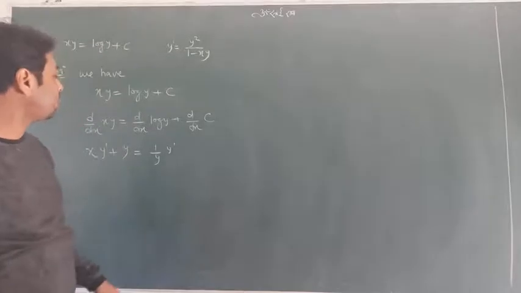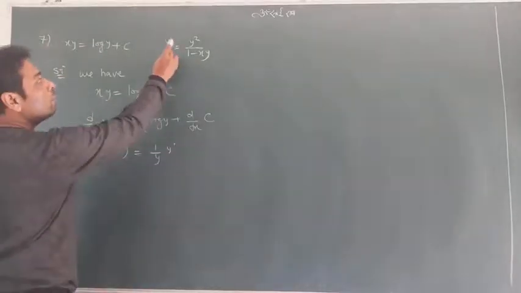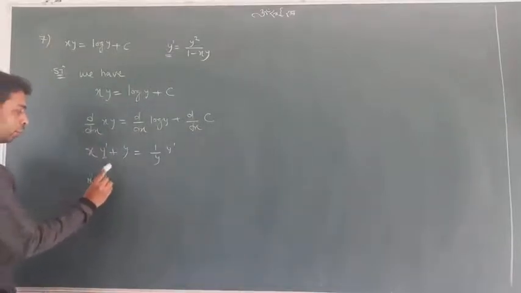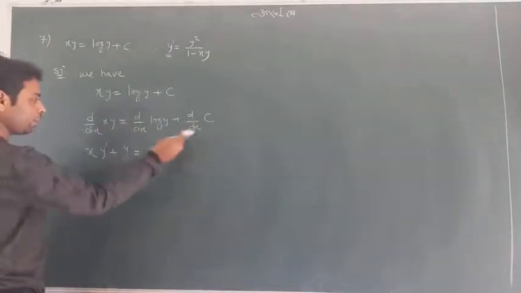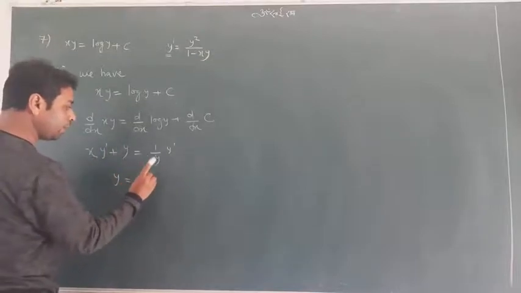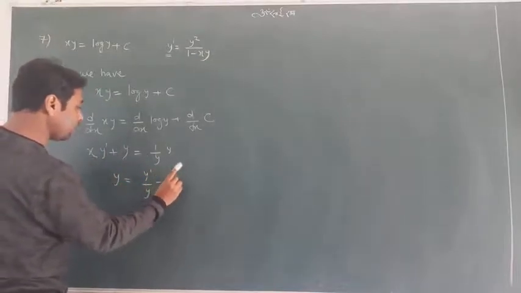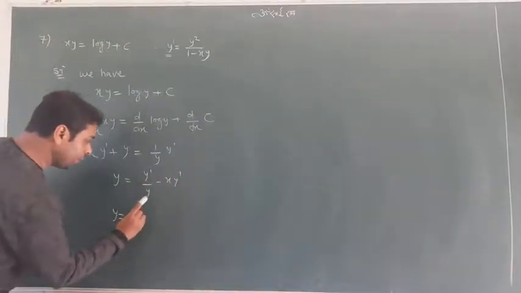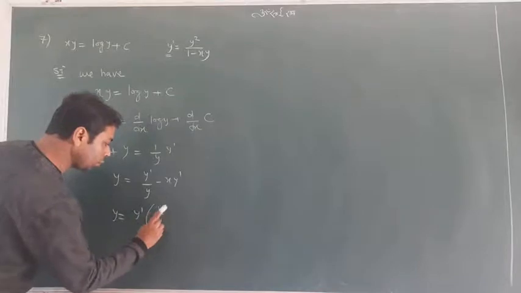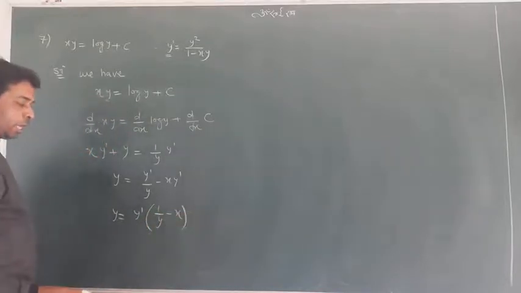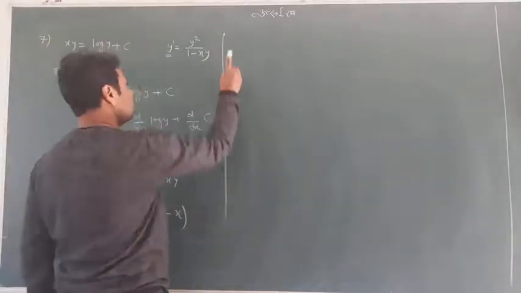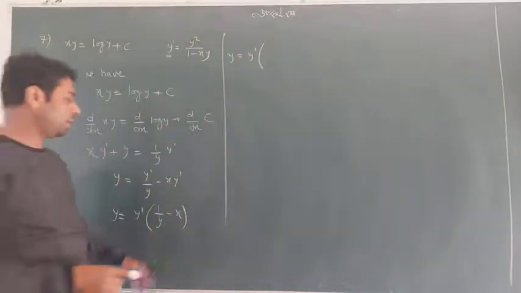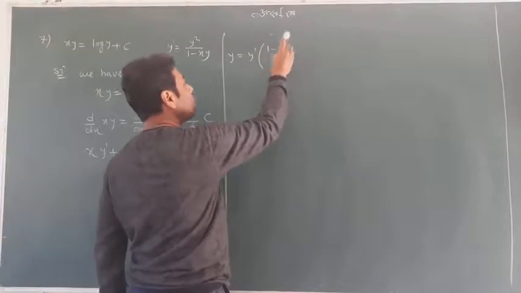Now I will try to manage the situation. How can we do it? We need y' alone, so we transfer this term, xy', there. So y = y'/y - xy'. Now I'll take y' common. What remains? 1/y - x. Now I'll take the LCM. y = y' into (1 - xy)/y.